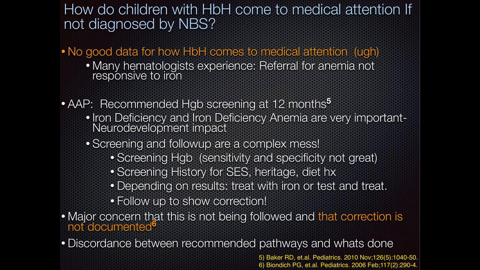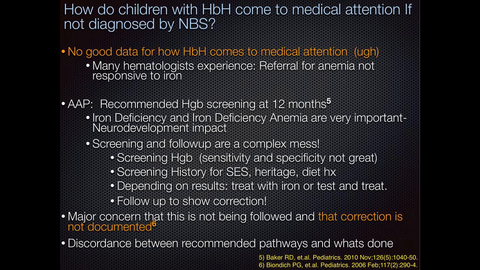Now, this brings us to general pediatrics. The American Academy of Pediatrics recommends, for all infants, a hemoglobin screening at 12 months of age. The main reason they're doing this is to detect iron deficiency and iron deficiency anemia, which are very important because iron deficiency in infants can lead to neurodevelopmental problems. So you want to pick it up early. So every 12-month-old, regardless of hemoglobin status, should be tested at 12 months.